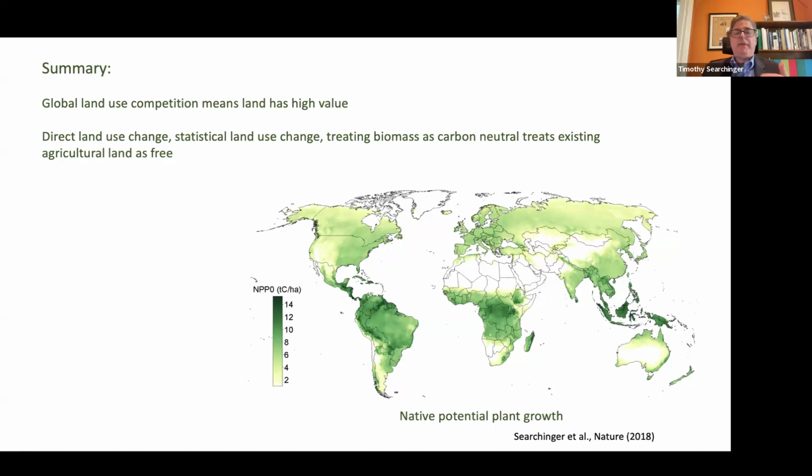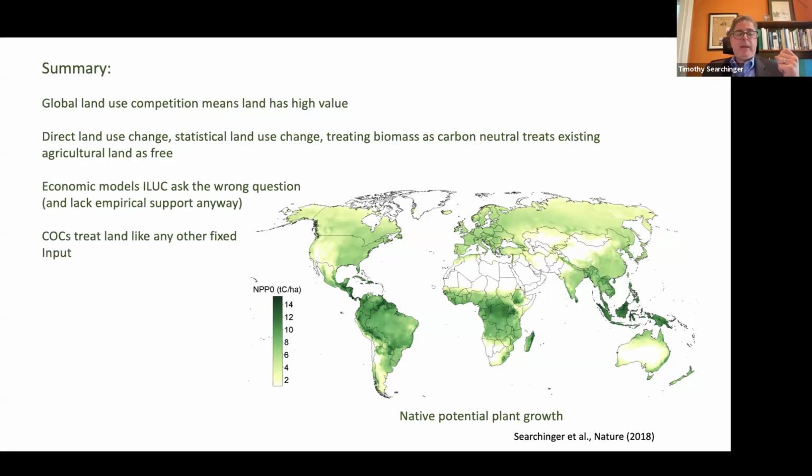The methods that I've described of direct land use change, statistical land use change, treating emissions from biomass as carbon neutral, they treat land as free. The economic models that are being used to look at leakage and ILUC ask the wrong question and they lack support. But carbon opportunity costs treat land like any other fixed input, like a car factory, and they ask the right question. What is the best use of land?